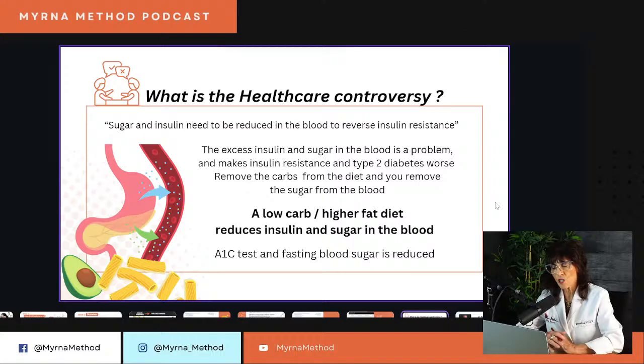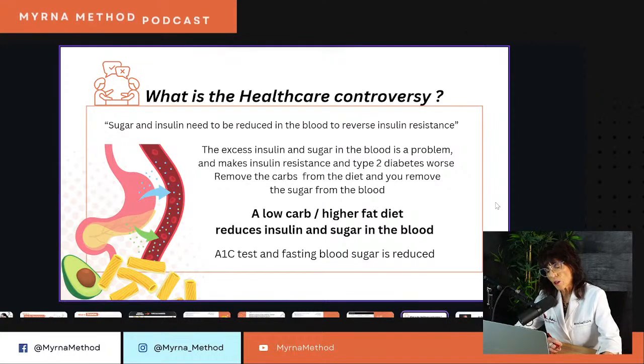Excess insulin and sugar in the blood, it is a problem. And it does make insulin resistance in type 2 diabetes worse. And obviously, when you remove the carbs from the diet, you remove the insulin, you remove the sugar from the blood.